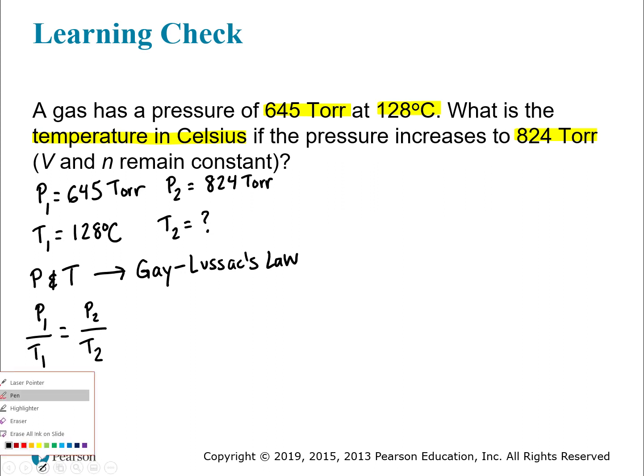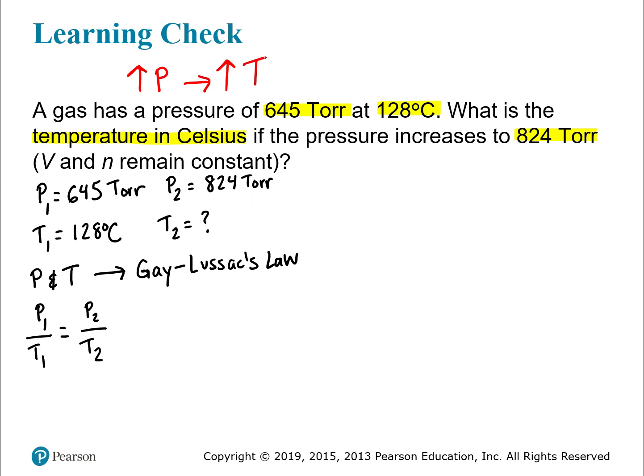Remember when we talked about the relationship, we said that there's a direct relationship between P1 and T1. We have an increase in pressure, 645 torr to 824 torr. That means we should expect an increase in temperature. So T2 should be higher than T1.